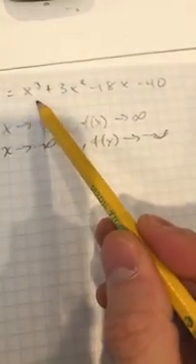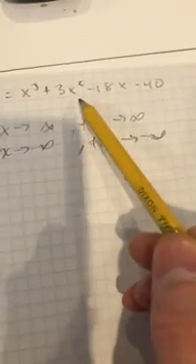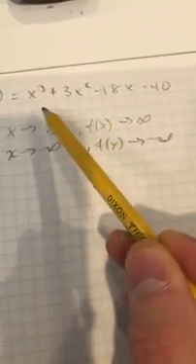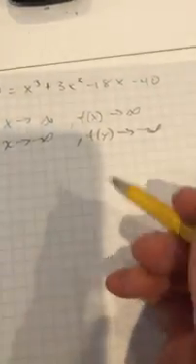Okay, so now let's figure out the zeros. So I'm looking at this and I'm saying, okay, can I factor it? No, I don't think so. This would be x, it would be x plus 3. Yeah, cannot be factored. All right, so let's use rational root theorem and Descartes' rule of signs.